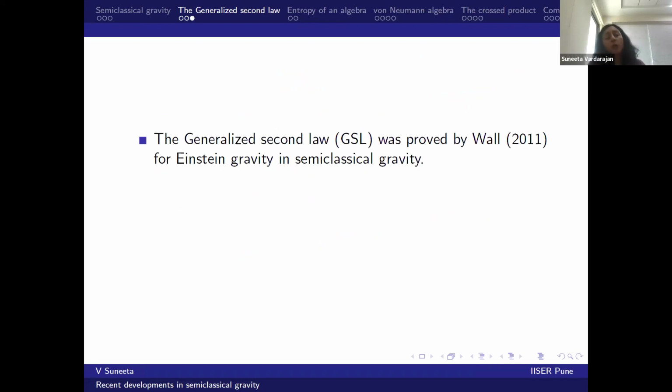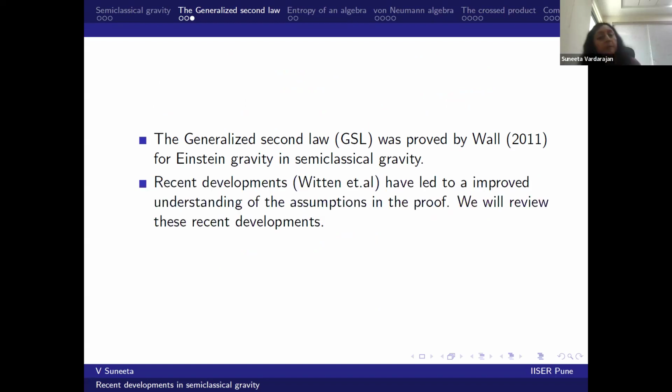Now, the generalized second law is proved for Einstein gravity using the semi-classical gravity approximation. So the semi-classical gravity equation was used in a crucial way in this proof. Now, this proof had some assumptions. And there are recent developments, the ones which I'm going to talk about, by Witten and collaborators, which have led to an improved understanding of the assumptions in the proof. So in a sense, we have proved the assumption, and therefore the GSL is a true result in semi-classical gravity. So this is the recent development that I'm going to review.